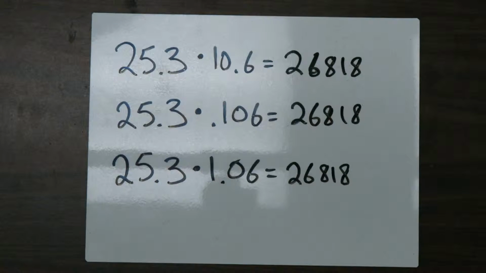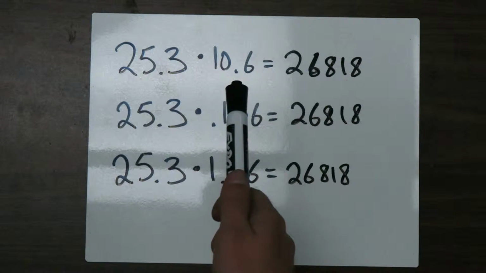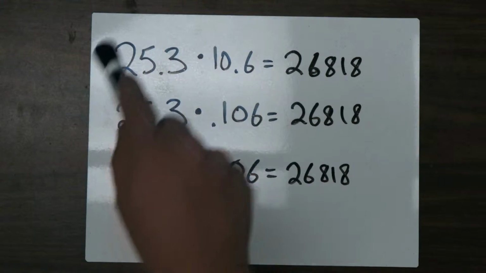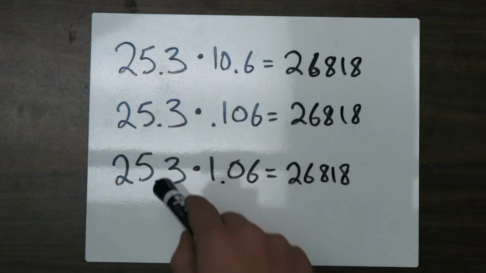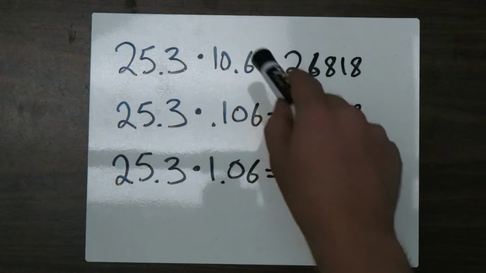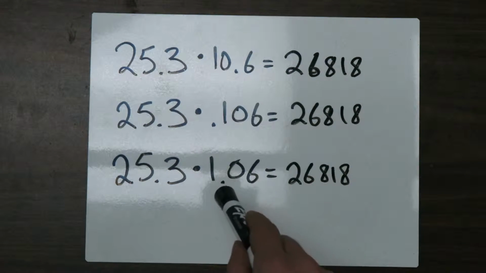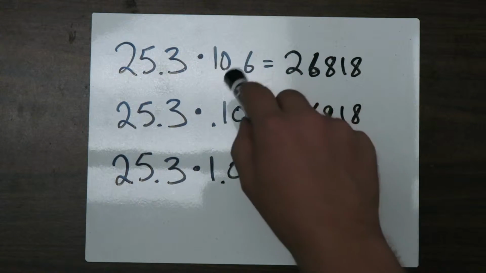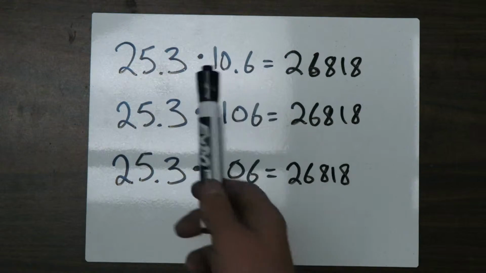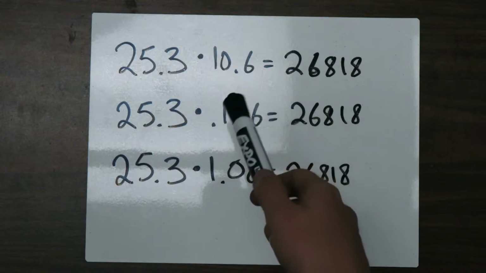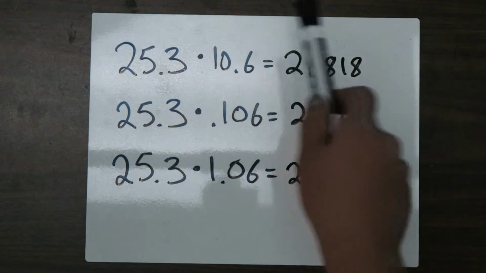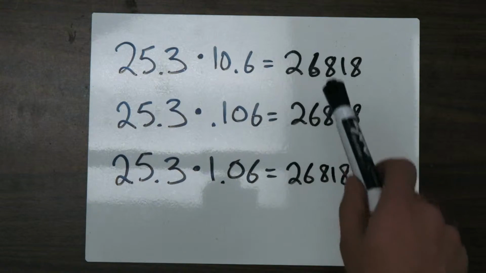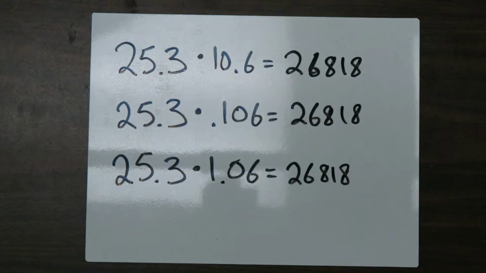So we can see what happens when I change where the decimal point is in my problem. So here I have the same number, 25.3, and I'm multiplying it by the same number just with a different decimal point in a different place. So 25.3 times 10.6, it's going to give me some combination of these numbers. In fact, all of these problems are going to give me a combination of 26818.